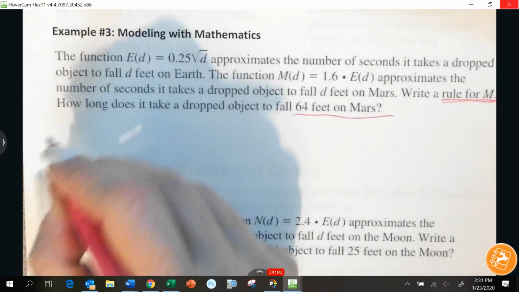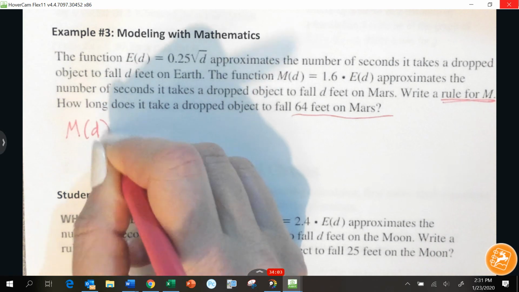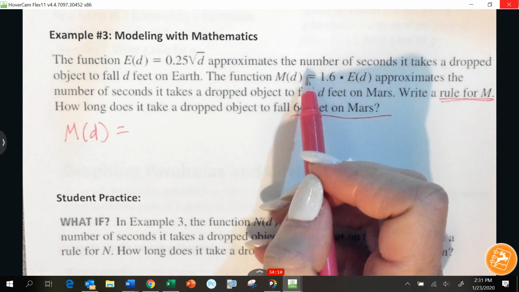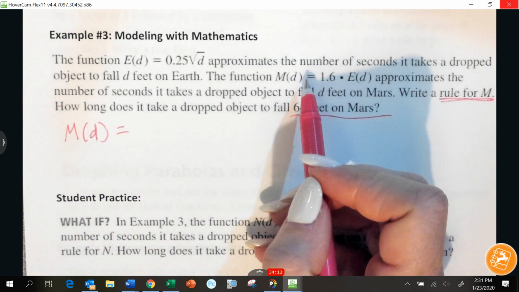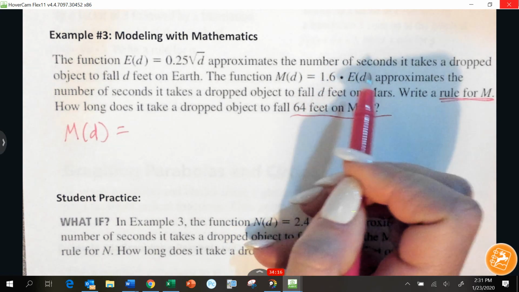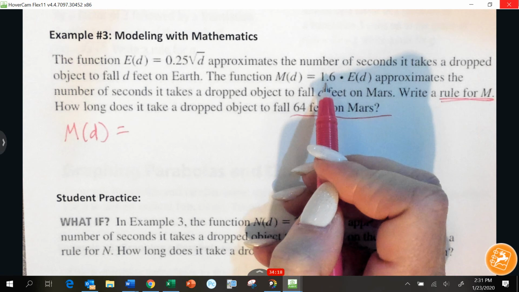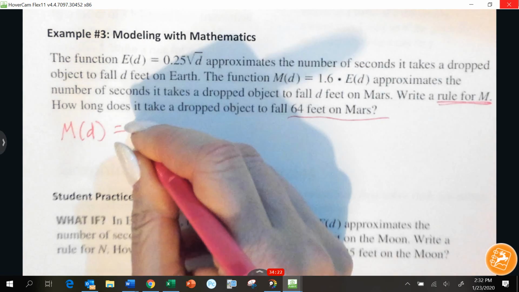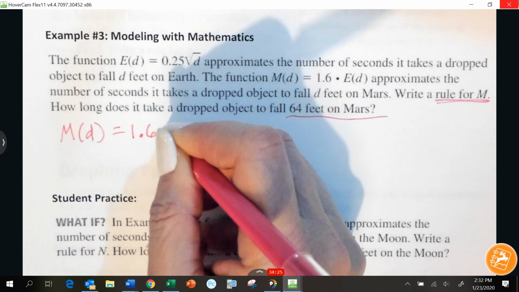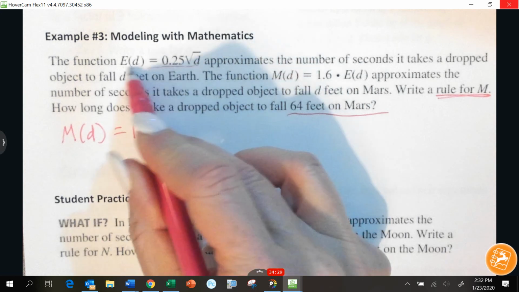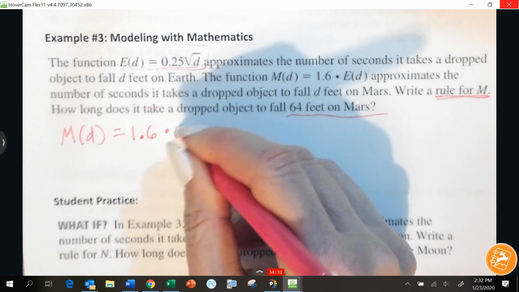So you said for cube roots, it will always be all real. Yep. Okay, so the Mars function is 1.6 multiplied by the Earth function. That's what we're saying right here, 1.6 times the Earth function. It is given to us, thank goodness. Here's my Earth function, so 1.6 times 0.25 square root of d.